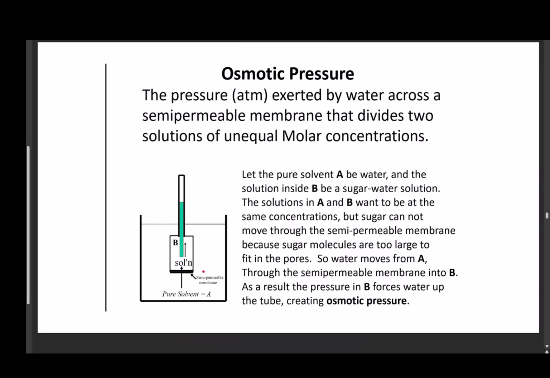Next one up is osmotic pressure. It's the pressure in atmospheres exerted by water across a semi-permeable membrane that divides two solutions of unequal molar concentrations. So I remember when I taught high school biology, I did this as an experiment for the students. I set it up in the morning, I let it go all day long.